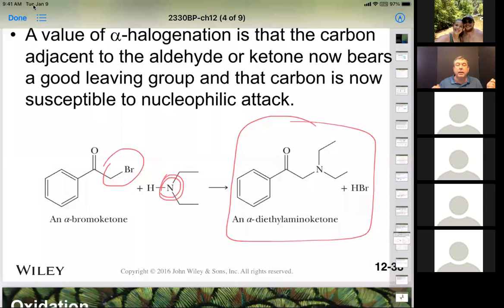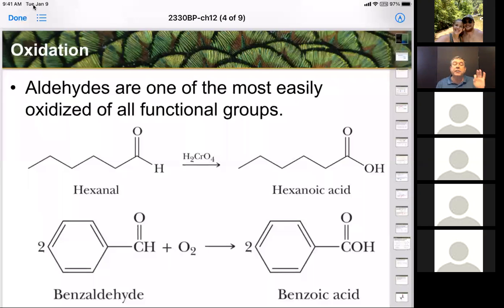Aldehydes are, it is possible to oxidize aldehydes all the way down to carboxylic acids. In fact, when we looked at alcohols, we had to have a special reagent to stop the reaction at the aldehyde. Remember, if we had a primary alcohol, we had to use PCC, pyridinium chlorochromate, to stop it at the aldehyde because it could be further oxidized.